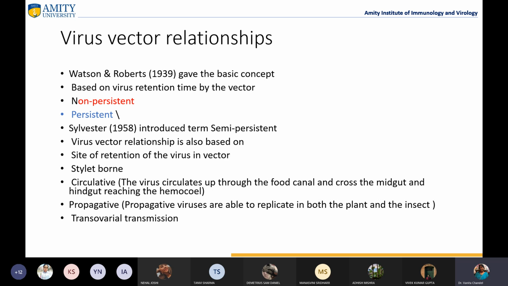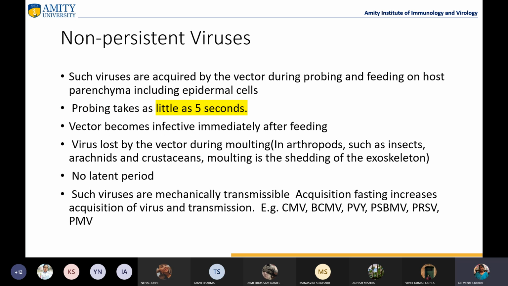Whether they are circulative. Circulative means the virus circulates up to the food canal, across the midgut and hindgut, and then reaches the hemocoel. Then there are propagative viruses. Propagative viruses are able to replicate both in the plant and in the insect also. Then transmission, if there is any transovarial transmission also, right?